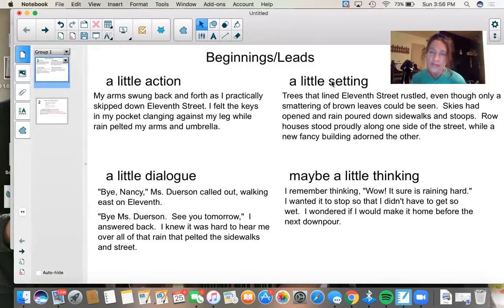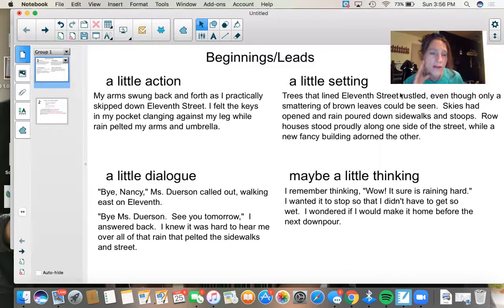If I were to start this with a little bit of setting, I want to show my readers what it looked like that day. Trees that lined 11th Street rustled, even though only a smattering of brown leaves could be seen. Skies had opened and rain poured down sidewalks and stoops. Row houses stood proudly along one side of the street, while a new fancy building adorned the other. So you can picture what it might have looked like that day when it was raining.